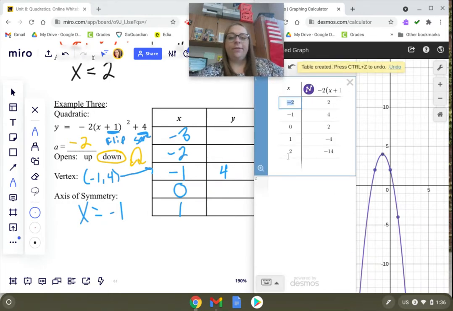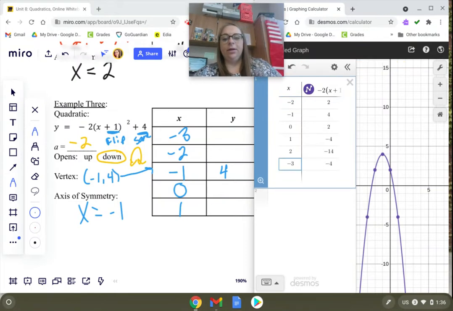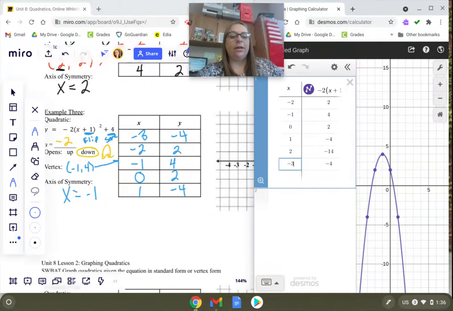So let's see. Negative 3 is not on that table, so let's type it in. So that gets us negative 4. Negative 2 is 2. 0 is 2. And 1 is negative 4. So again, pretty much Desmos is going to help us out a lot today.